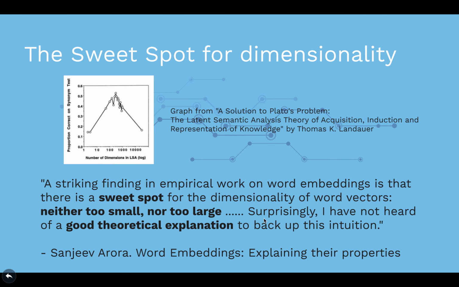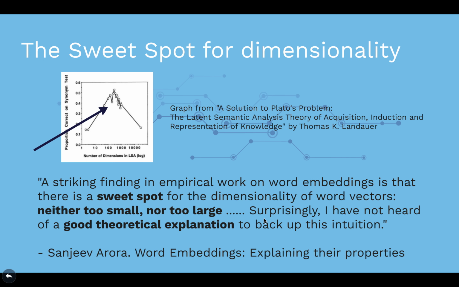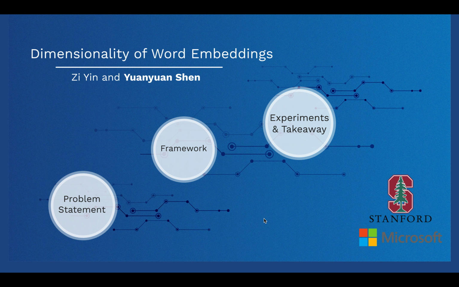For most empirical work in word embeddings, there turns out to be a sweet spot, which is usually explained using either underfitting or overfitting. Surprisingly, as Professor Arora says in his tutorial, there is so far not a good theoretical explanation to back up this intuition. So, how do we find a good dimensionality for word embeddings?